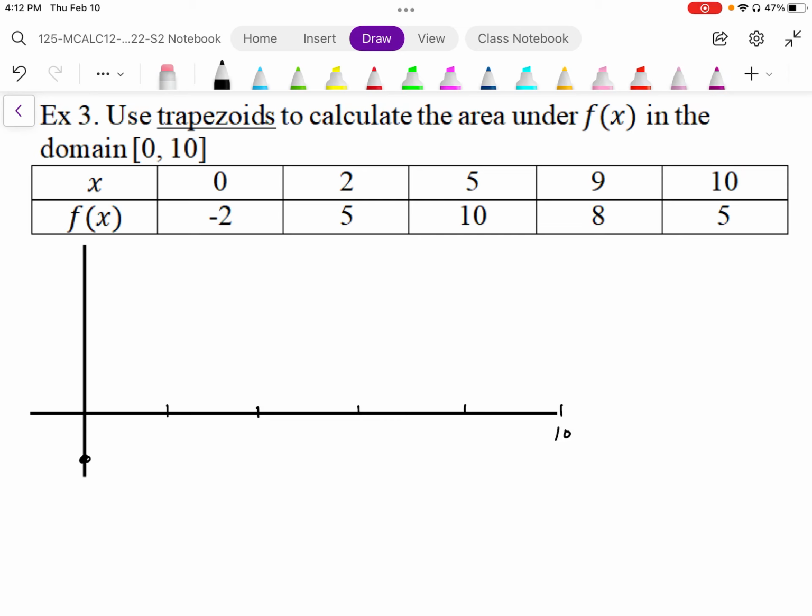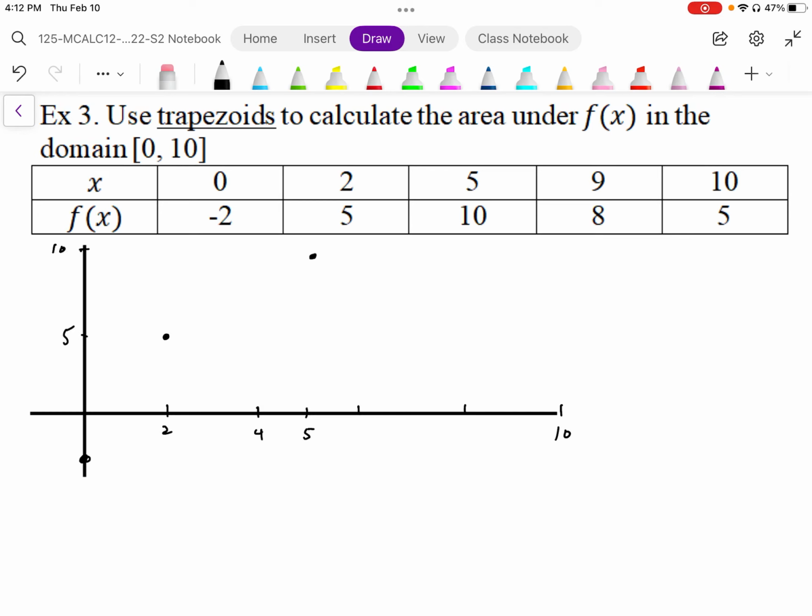So x is 2, y is about 5, so maybe about here. At x is, so this is 2, 4, so x is 5. We're going to be at y equals 10, so maybe about here, so that's going to be 5, 10.